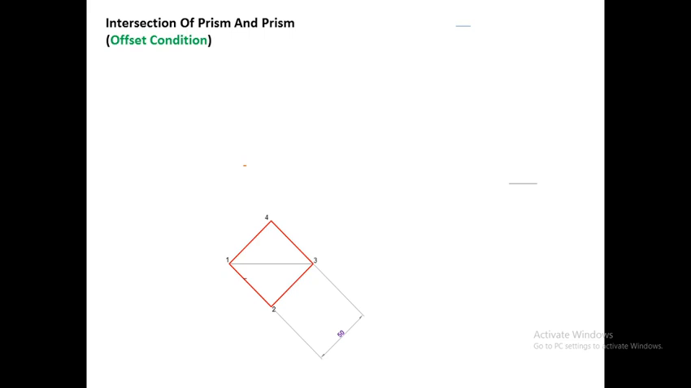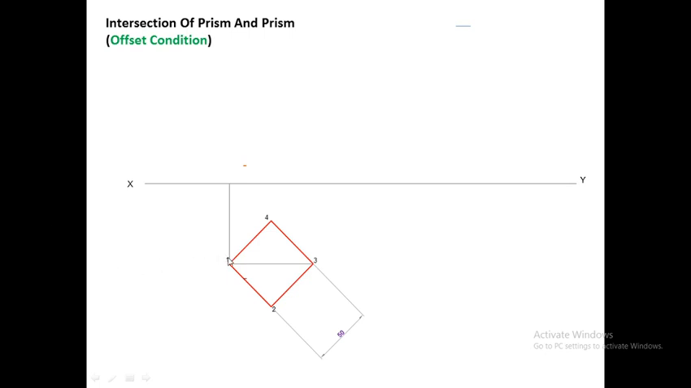Now these corner points, that is 1, 2, 3 and 4, are nothing but the top view of the vertical edges of the vertical square prism. Now after drawing the top view, we will project the front view and side view. So first we will draw the XY line. Now we will project the points 1, 2, 3 and 4 one by one on the XY line.